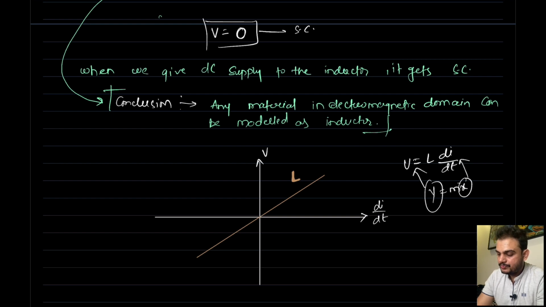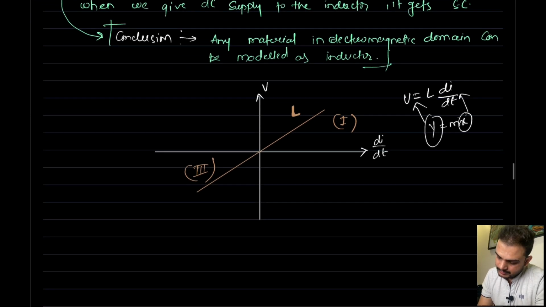And it is passive. Why? Because its characteristic is lying between the first and third quadrant. This is my first quadrant, this is my third quadrant. That's why it is a passive element or sink element. Sink is nothing but passive, like the resistor. And it is a bilateral device because its working is independent of the direction of current. Whether my current is coming from left to right or right to left, the inductor will give me the same answer. That's why it is a bilateral device.